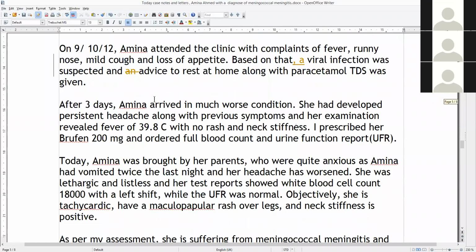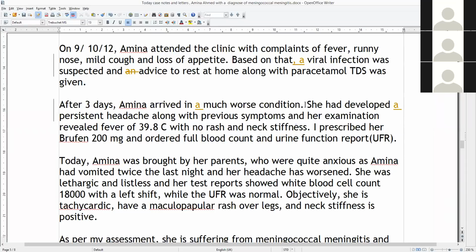Okay, after 3 days, arrived in much worse condition. You can use an article here because condition here is countable: in a much worse condition. She had developed a persistent headache, a singular headache, along with previous symptoms, and her examination, along with, right, she had developed a persistent headache.